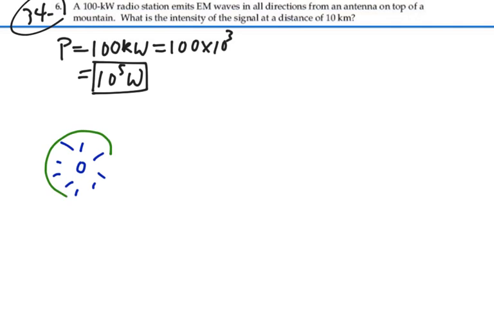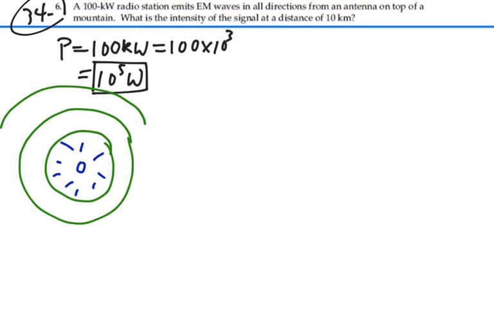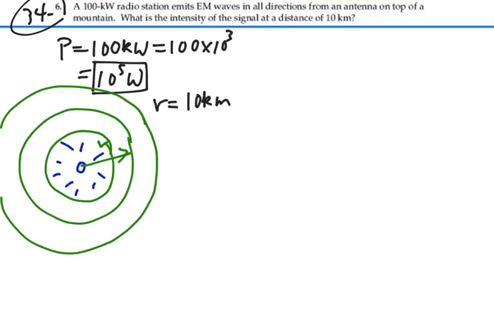But as we're some distance away, it gets kind of diluted over more and more area in a three-dimensional sense, over the area of a sphere at some arbitrary radius r. And if we actually happen to be a particular distance away, in this case 10 kilometers, then we'll experience an intensity related to that as a power per area.